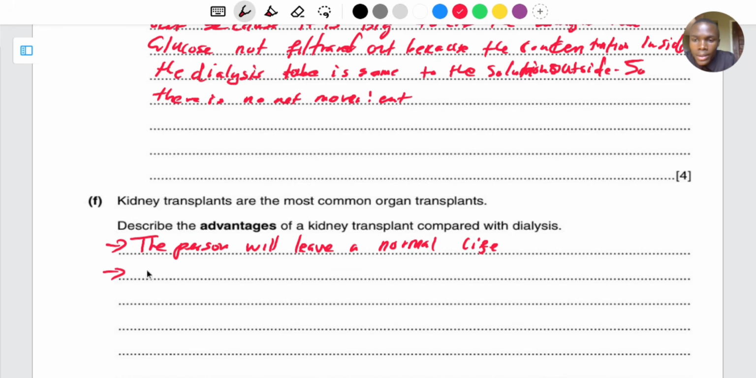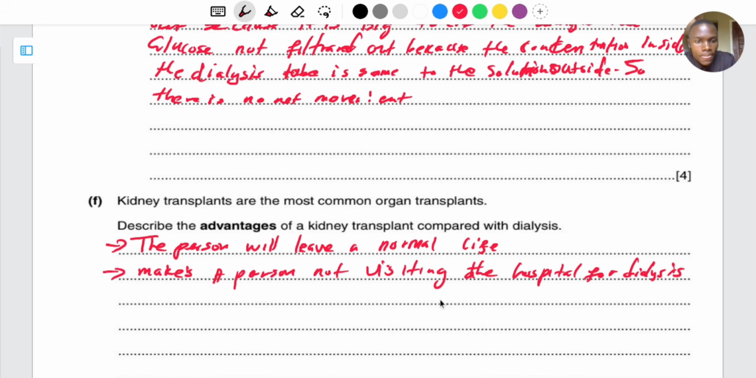When a person undergoes a kidney transplant, you find that the person won't be visiting the hospital regularly. Apart from that, the kidney is just going to filter out the toxins normally, the way the normal kidney does. So the kidney transplant operates as the normal kidney, and this makes a person not visit the hospital regularly for checkup or for dialysis, which is important, isn't it?